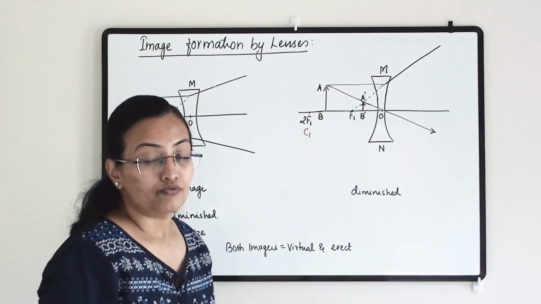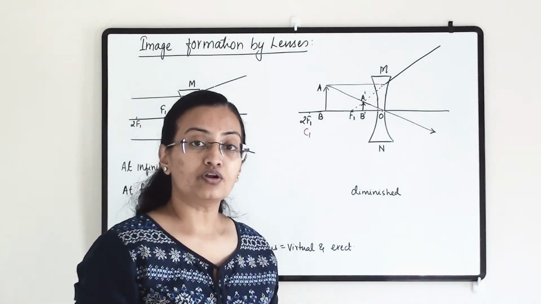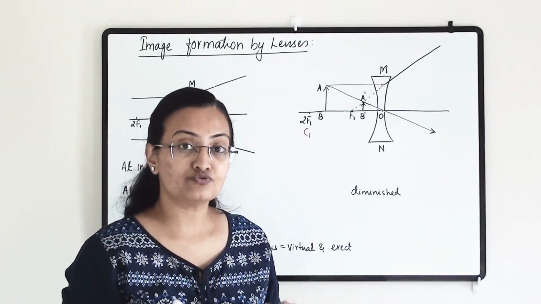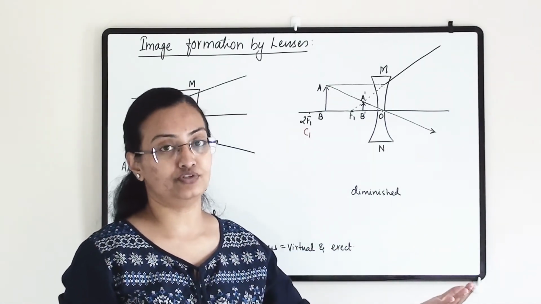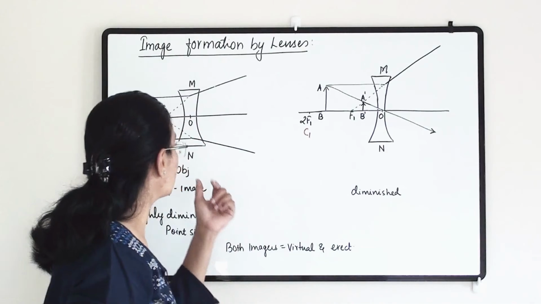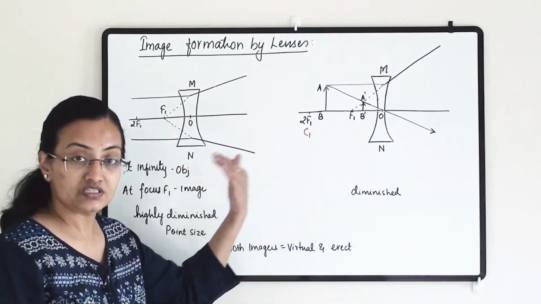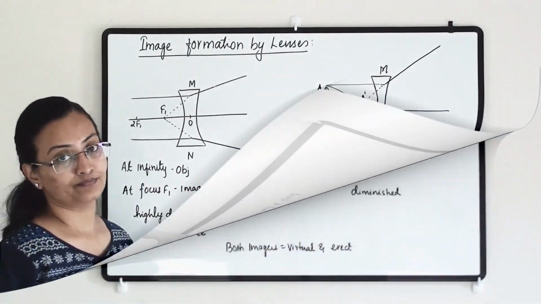So from the convex lens and from the concave lens, from the convex lens images, we are getting on the other side of the lens. Whereas in the concave lens, we are getting the images towards the same side of the lens.